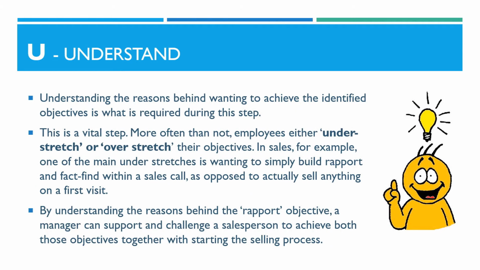The next step in the model is understanding. Understanding the reasons behind wanting to achieve the identified objectives is what is required during this step. This is a vital step. More often than not, employees either understretch or overstretch their objectives. In sales, for example, one of the main understretches is wanting to simply build rapport and fact-find within a sales call, as opposed to actually sell anything on the first visit. By understanding the reasons behind the rapport objective, a manager can support and challenge a salesperson to achieve both those objectives together with starting the selling process.